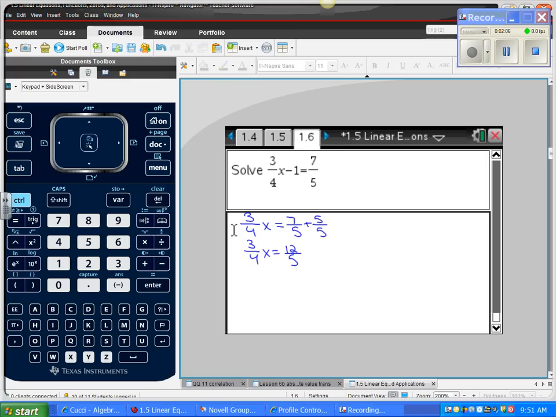Okay. And now we have to get rid of that 3/4. So what we're going to do is we're going to multiply both sides by 4/3. And we do that because that simplifies to be 1. And we get 48/15. And that reduces to 16/5. Okay? And of course, you can check your answer to make sure that it is correct by using your store function.